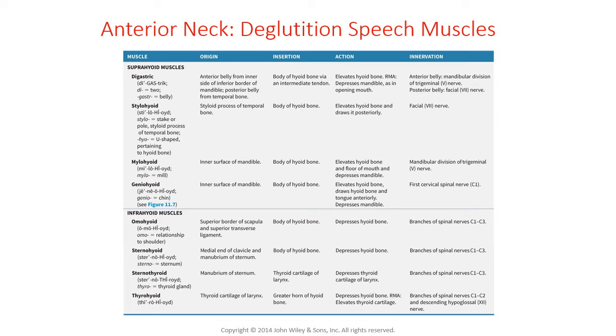The infrahyoid muscles, as I mentioned before, just pay attention to where they attach. They all will depress the hyoid bone, including the omohyoid and sternohyoid. The sternothyroid will help depress the thyroid cartilage of the larynx, and the thyrohyoid is going to either depress the hyoid bone or help elevate the thyroid cartilage. The infrahyoid muscles, in particular the sternothyroid and thyrohyoid, are very important for speech.